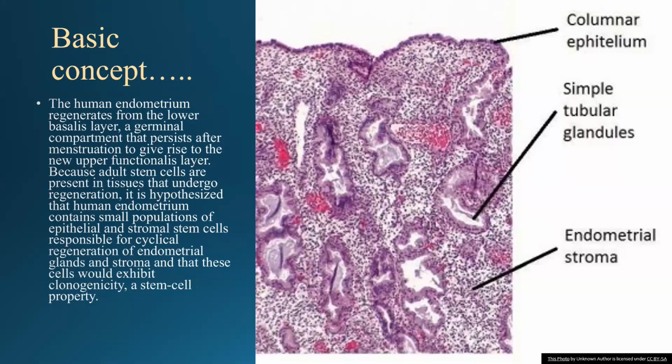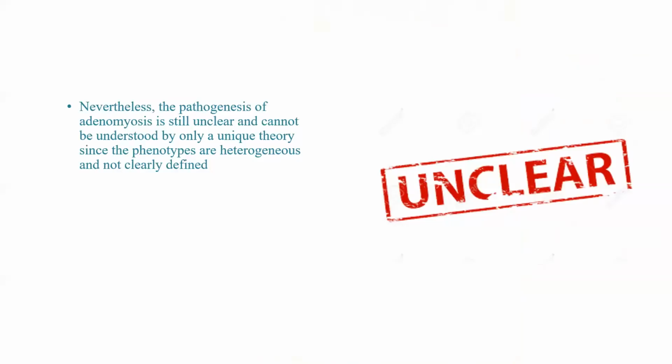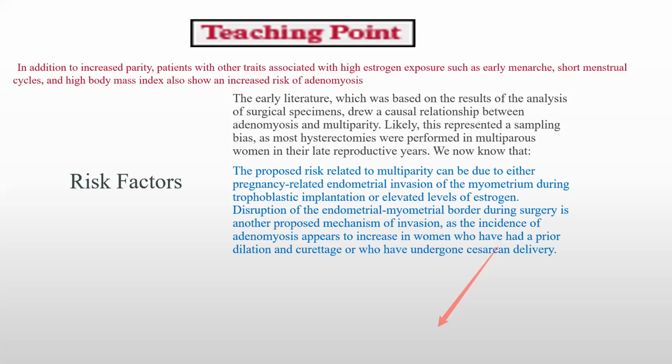By the end of the pathogenesis of adenomyosis, I want to tell you that the pathogenesis of the condition is still unclear. It cannot be understood by the currently available theories, and there is no unique theory for adenomyosis. It's still heterogeneous and not yet clearly defined, and this makes adenomyosis still a very hot topic in research. Now we understand the pathogenesis of adenomyosis and how it develops, so we will talk about the risk factors.